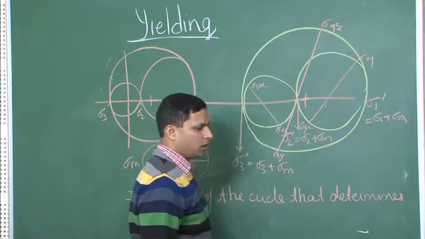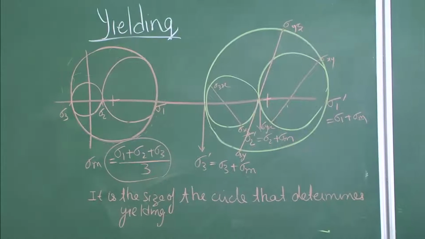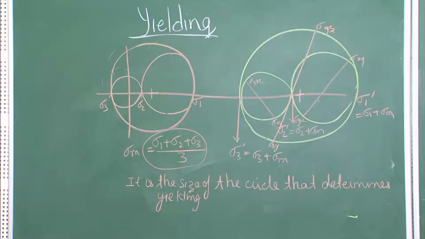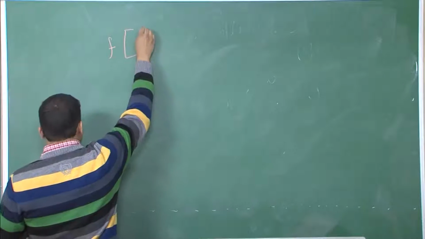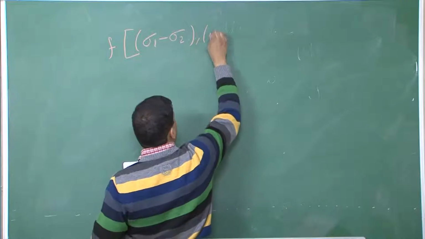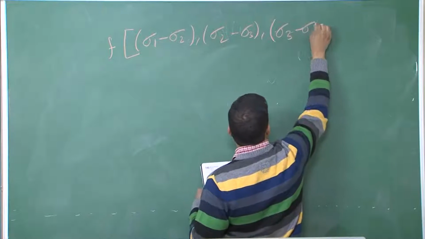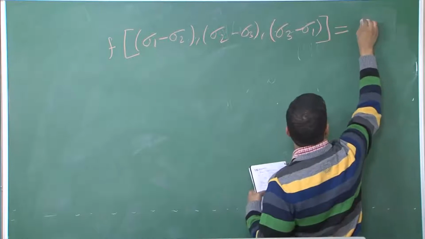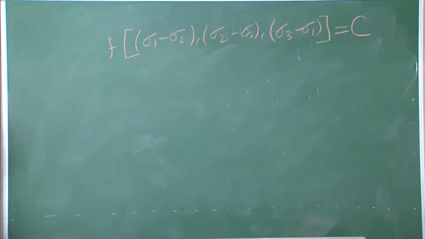criteria. Like we said earlier, yielding is now defined by the difference between the principal stresses. Why are we taking the difference between the principal stresses? Because the difference between the principal stresses are nothing but shear stresses. So, we have said F of sigma 1 minus sigma 2 should reach some critical value.